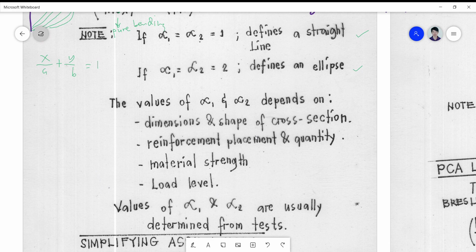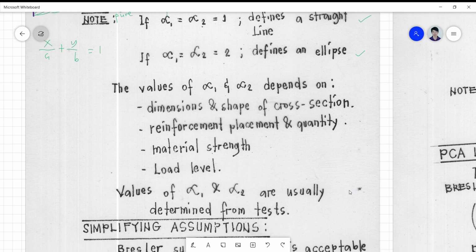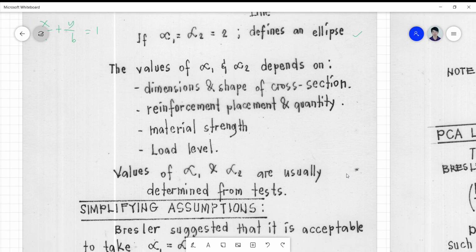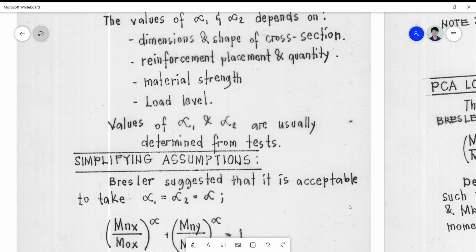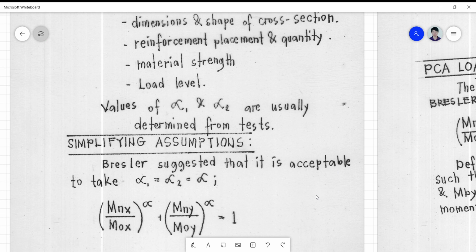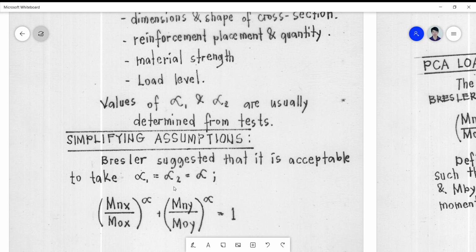This is the PN level that I'm talking about earlier. So the values of alpha 1 and alpha 2 are usually determined from test results, and of course some suggestions were made by Bressler. So Bressler suggested that it is acceptable to take alpha 1, alpha 2 to be the same. Meaning to say it will range from a straight line to a circle, and then it can exceed 2 and make it a bilinear plot.